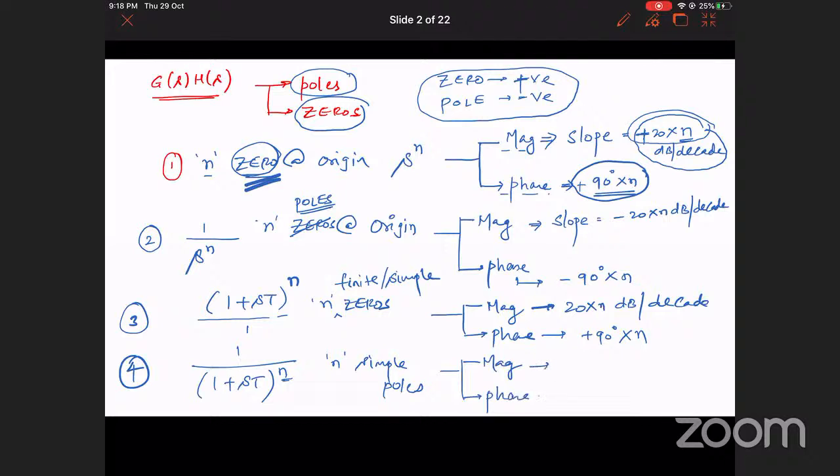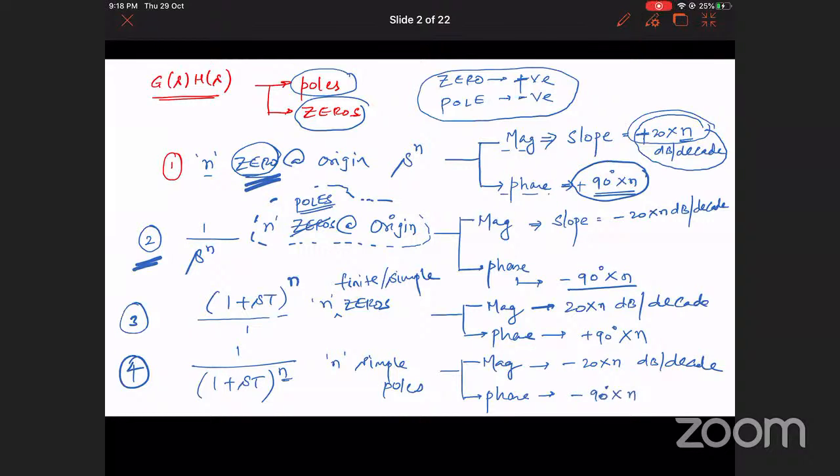So in terms of magnitude, again, the scenario will not be different, guys. Look at the second case. If you remember, there are n poles, whether they are at the origin or simple, non-zero poles, still the contribution for magnitude and phase remains the same. So what does that indicate? That the magnitude would be the same, that is, minus 20 multiplied by n decibel per decade, and the phase would again be the same, that is, minus 90 degrees multiplied by n.